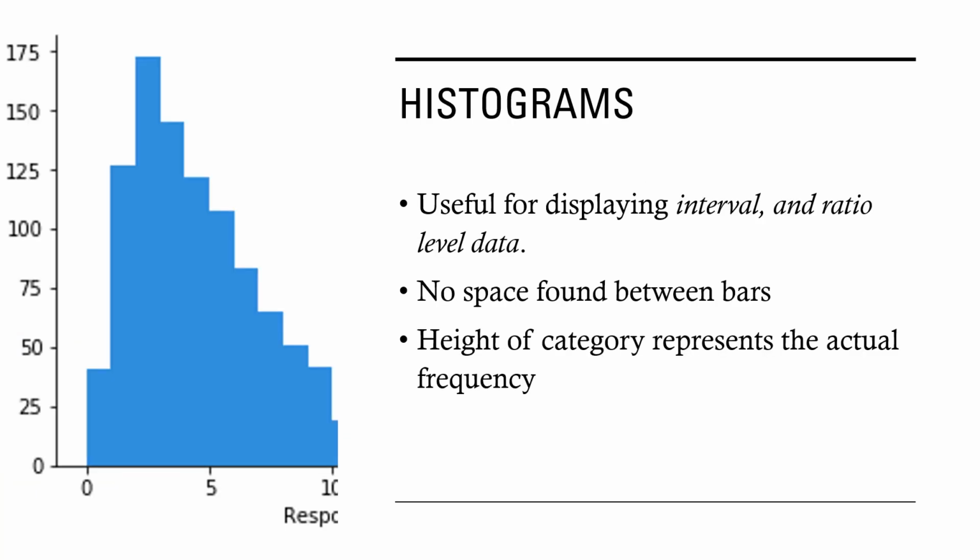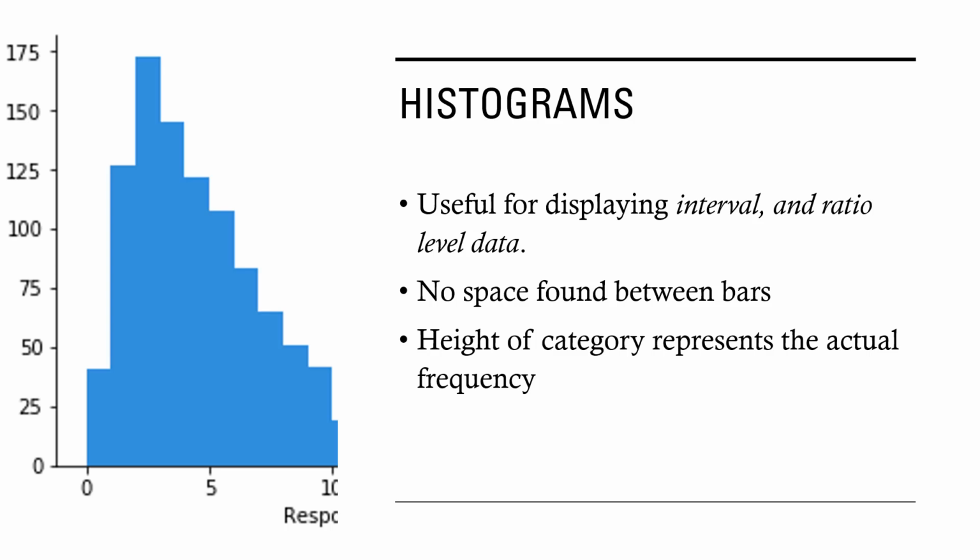The final type of graph that we're going to be talking about is the histogram. The histogram is useful for displaying data relating to interval or ratio level variables. This one also looks very similar to the bar graph, but the bar graph had spaces between each of the different value categories. Because we're working with interval or ratio level data, the data is considered more continuous, so there's no space found between the bars.